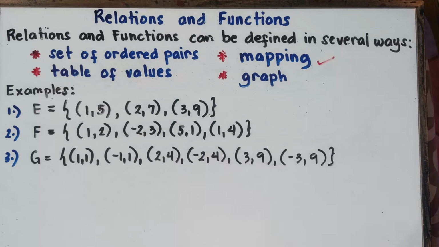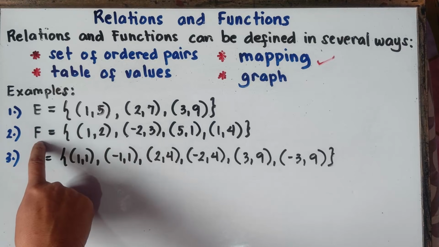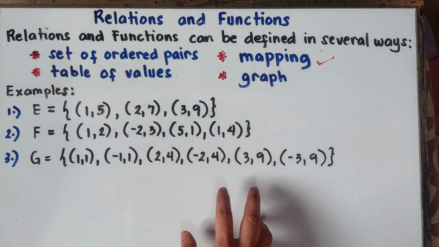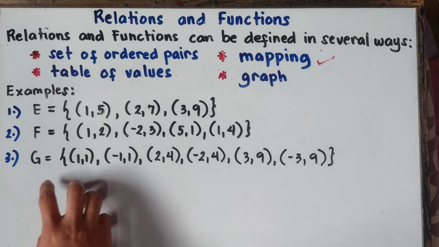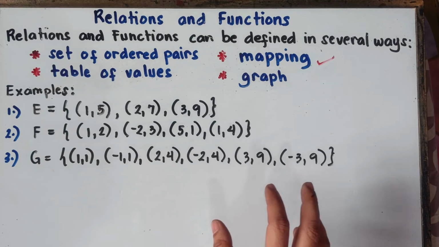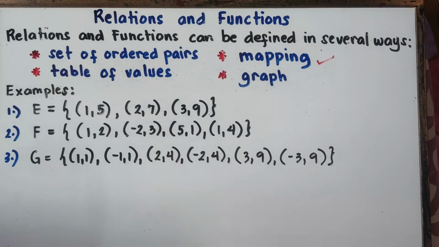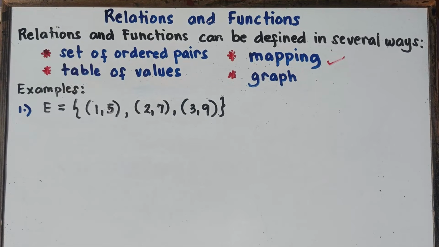Before we answer that, we need to understand how to create a mapping or diagram. We have given 3 sets: set E, set F, and then set G. How will you create a diagram or mapping for a given set of ordered pairs? Let me erase set F and set G because we don't have enough space, so I can explain this step by step. The first thing we need to do is simply write down all the inputs and then the outputs.